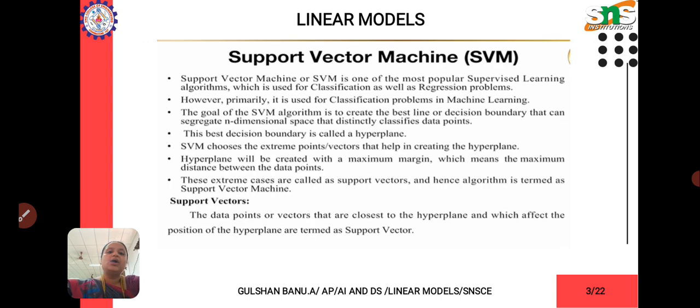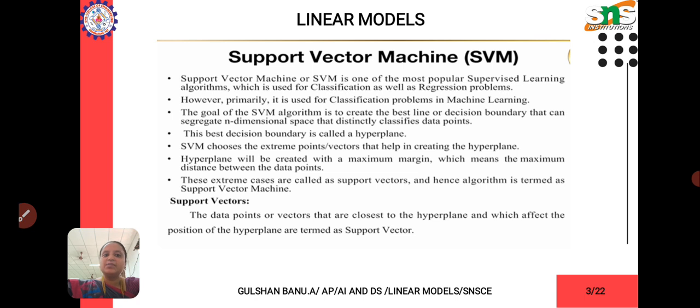Now, why do we use a support vector machine? Support vector machine is one of the models which comes under the linear model. It is one of the most popular supervised learning algorithms. We know what supervised learning is, and it is classified under regression problems. However, it is primarily used for classification in machine learning, where you have to classify different kinds of data. For those processes, you will be using the support vector machine.